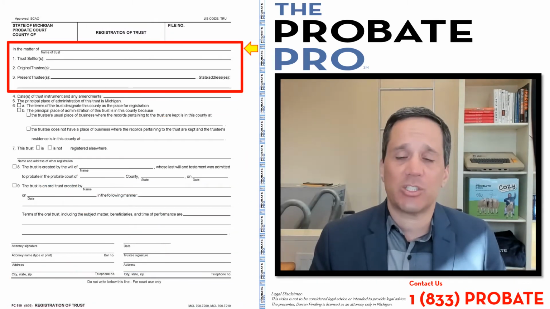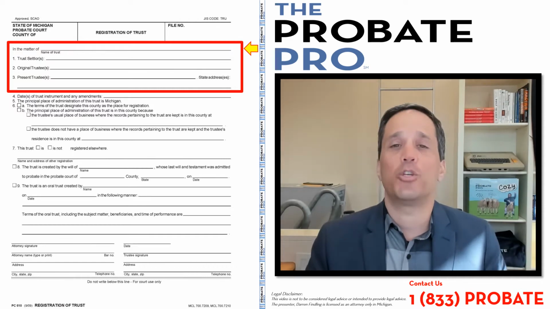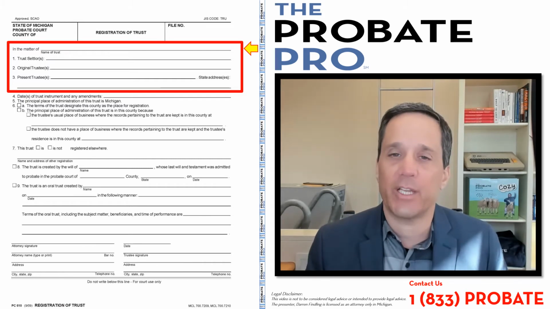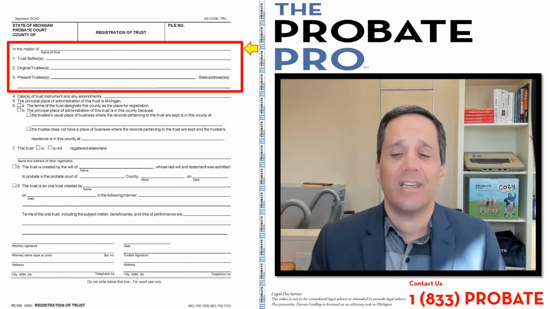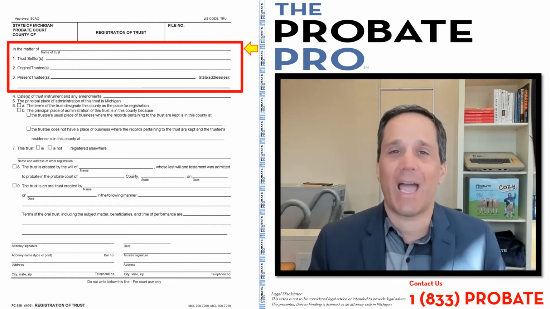The next area simply is in the matter of. That's the name of the trust. So often in the trust document, there's a formal name, and sometimes there's even a shortened name. But here, that would be the name of the trust. So for example, the John Doe Revocable Living Trust, dated January 1, 2021. That would be an example of what language may be contained in there.